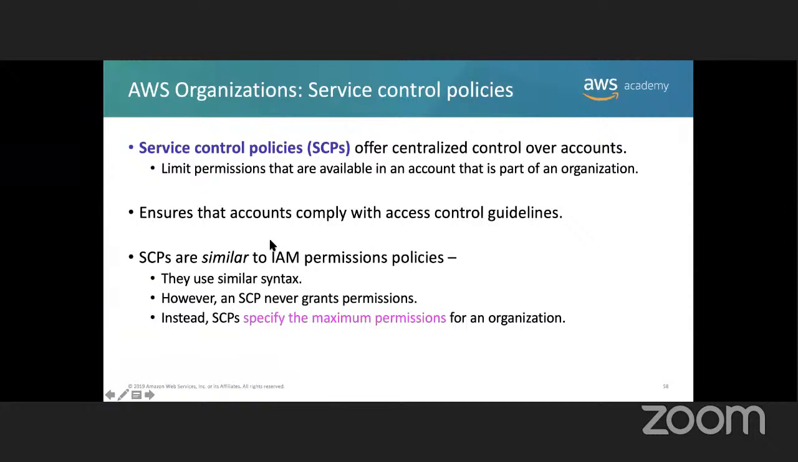Service control policies offer centralized control over accounts, limiting the permissions that are available in an account that is part of an organization, and ensure that accounts comply with access control guidelines. Okay, SCPs are similar to IAM user policies. They use similar syntax. However, an SCP never grants permission. Instead, SCPs specify the maximum permissions for an organization. They never grant permission, they just specify the maximum permissions of an organization. They both use JSON, okay? So that's the difference between the policies.